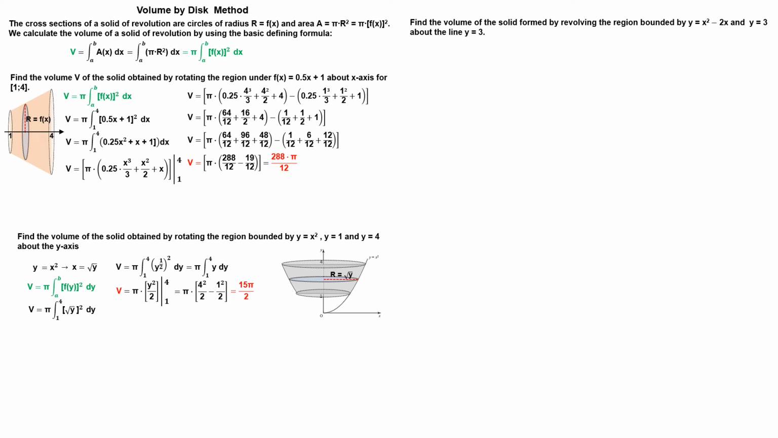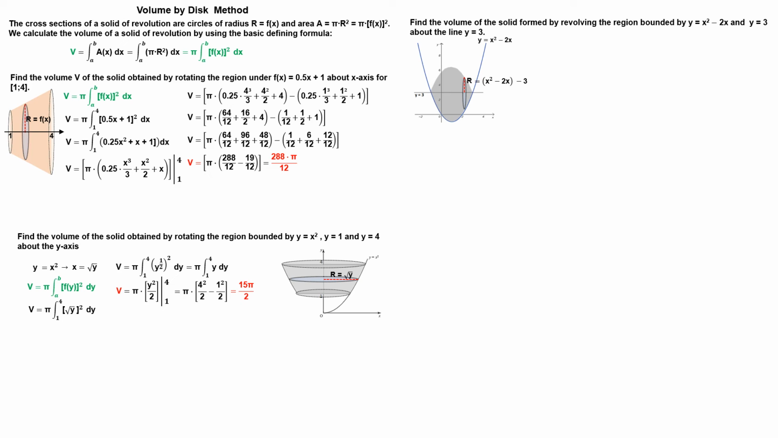The line y equals 3 is parallel to the x-axis, so the cross-sections are the same as the cross-sections perpendicular to the x-axis. The radius of the cross-section extends from the line y equals 3 to the curve y equals x squared minus 2 times x. So, the length of a radius is the difference between these two values. That is, the radius of a circular cross-section perpendicular to the line y equals 3 is x squared minus 2 times x minus 3.